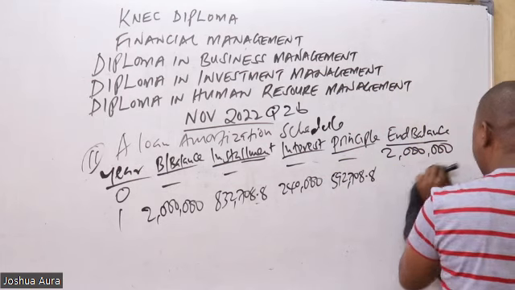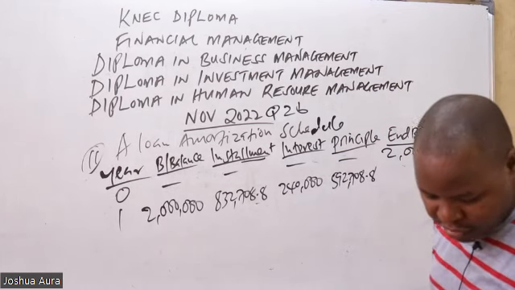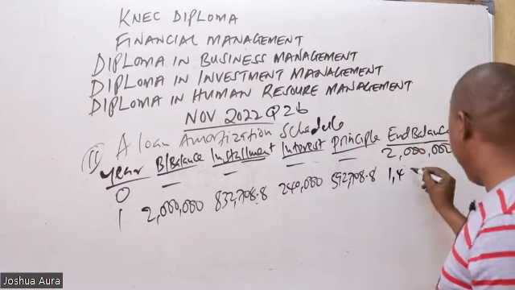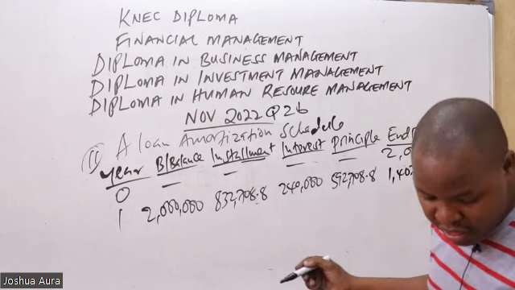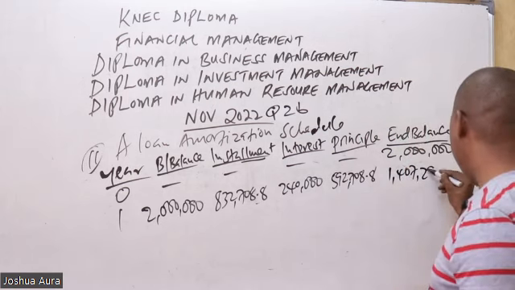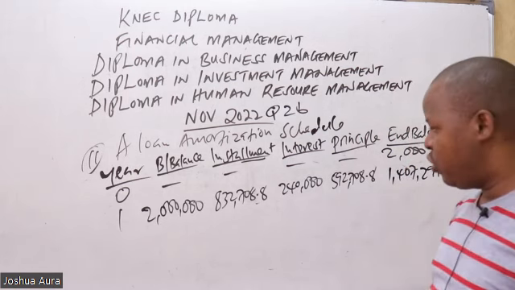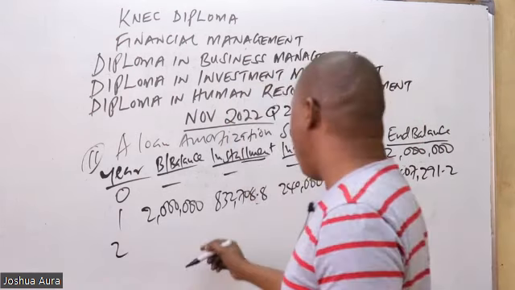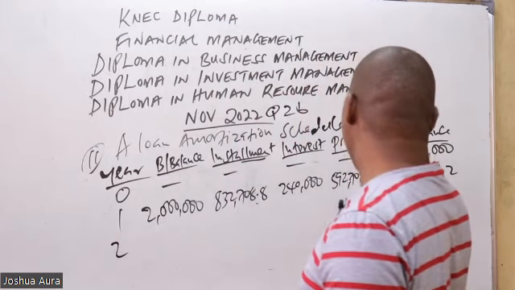And then our ending balance for year 1 is 1,407,291.2. Great. So now this is clear. So year 2, the beginning balance will be the end balance of year 1.